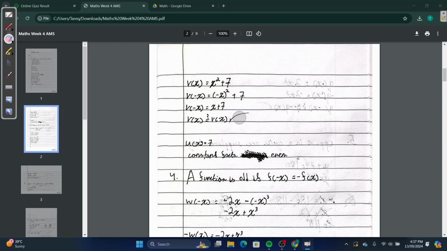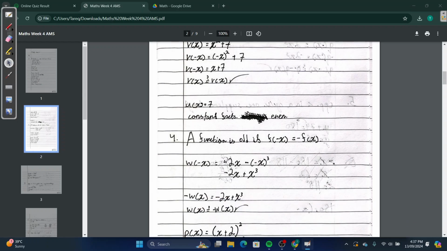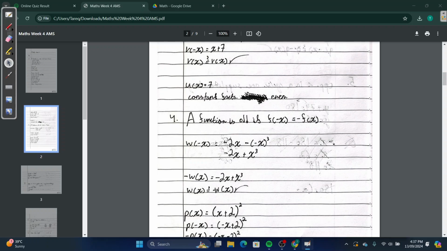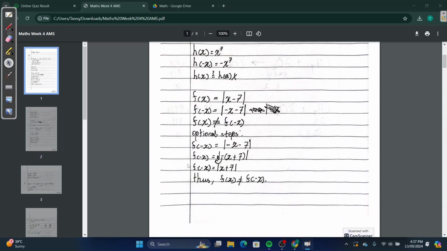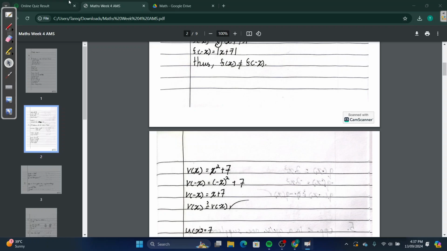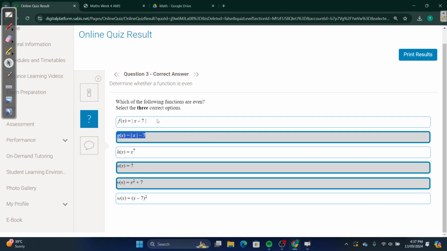Now I think I only wanted 3, so yeah, okay. u of x is equal to 7. Now constant functions are even. Ignore this. I was thinking of something else. I was scribbling. So those are your three options: the one that has v of x, the one that has u of x, and g of x. So let me just compare u of x, v of x, and g of x.